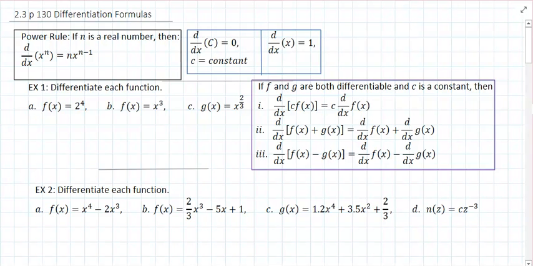2.3 talks about differentiation formulas. Shortcuts, you guys. You're going to be very impressed. Power rule. If n is a real number, then if you take a derivative of any variable raised to a real number, you bring the power down and you subtract 1 from the power.